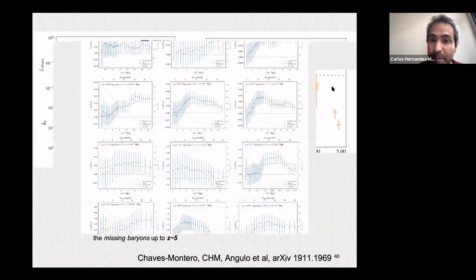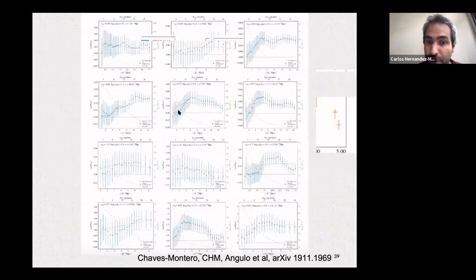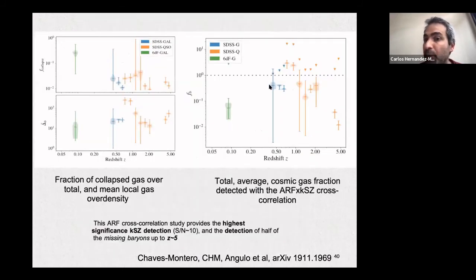So these two plots are the summary of our work. We're able to measure a gas profile around quasars at high redshift, redshift 4, redshift 2, and galaxies at redshift 0.7 or so. And we're able to count that this amount of matter that we are actually detecting amounts to about 50% of the total amount of baryons that should be present at those redshifts.